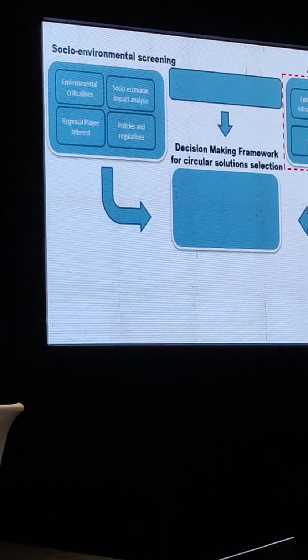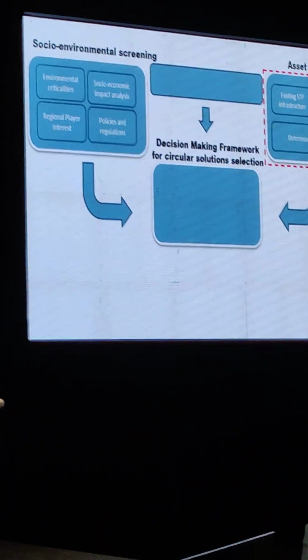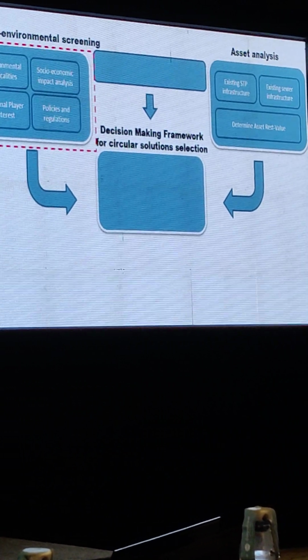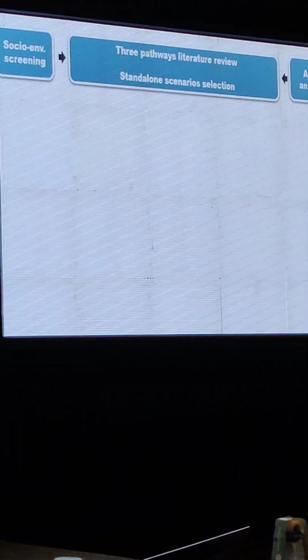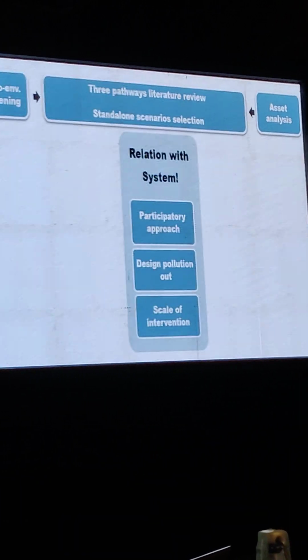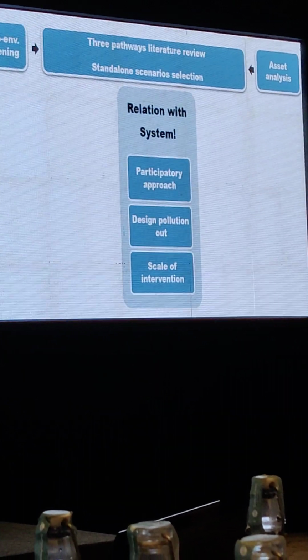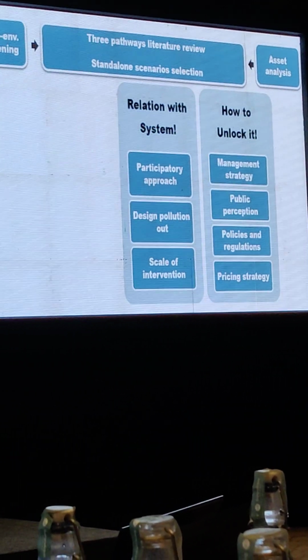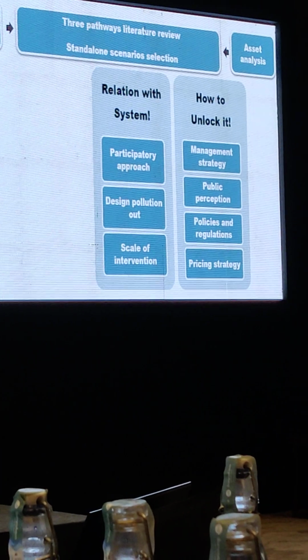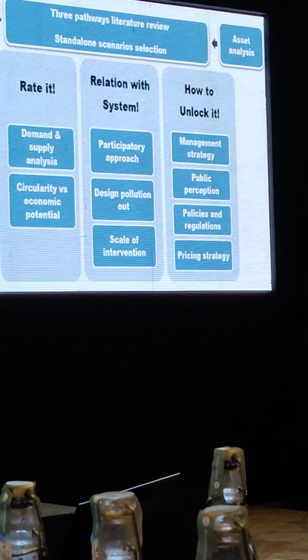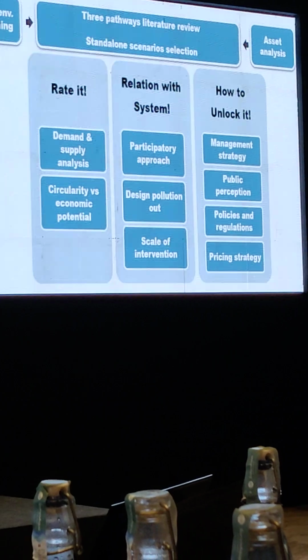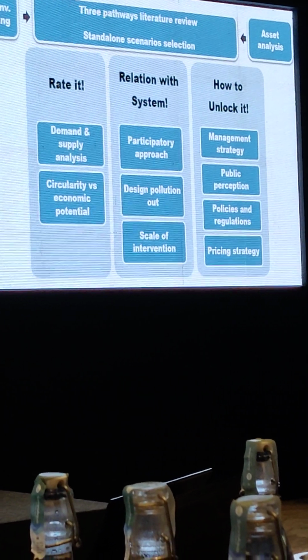Then what we did, it was to try to make a decision-making framework for circular solution selection. And the idea is that we select ideas that are present in literature, we make out of them standalone scenarios, and we try to rate them. Actually, we look at the relation that these standalone scenarios have to the system according to specific aspects of circular economy. We try to see if there is a possibility to unlock this circular pathway when they are blocked, and we try to rate them. So this is actually a semi-quantitative assessment of possible circular standalone scenarios.